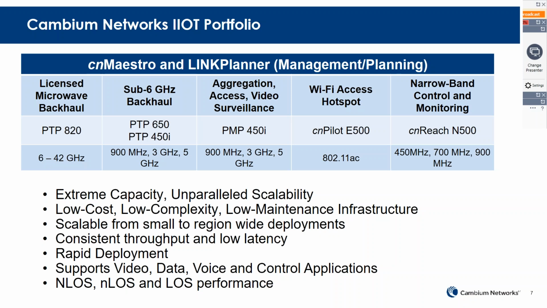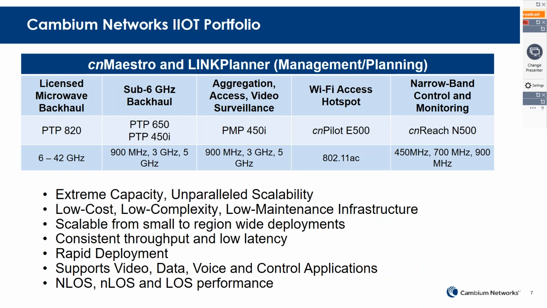Hey, Young Hao, there's actually one question, and you might not be the person to answer this, but I'll try anyway. The cnReach 450 meg, do you know when that will be available in Link Planner? It's going to be available within like 2 weeks. We are actually working on that. 2 months. We are working on that. Okay, cool. Thank you.